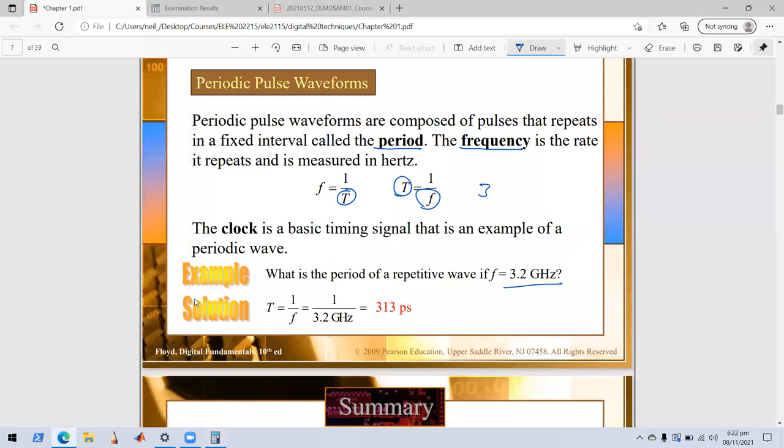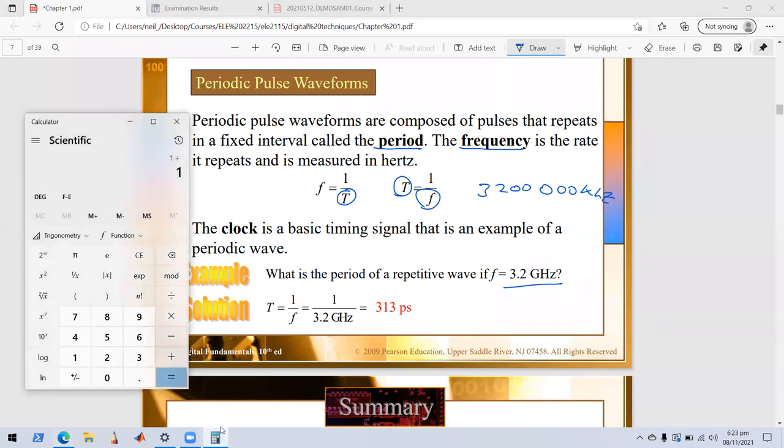So 3.2 gigahertz is 3200 megahertz, which is 3,200,000 kilohertz. Then you add on three more zeros there and you get hertz. A really big number. So we just put one divided by that really big number. So that's 3200, that's megahertz, that is kilohertz, and this is in hertz. We press equal, and we get this value.